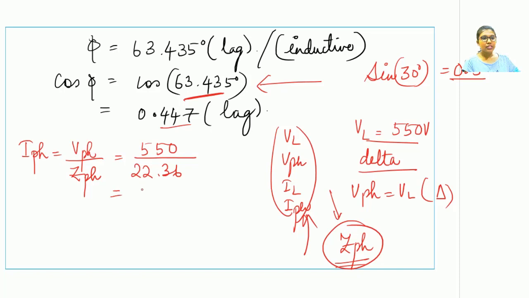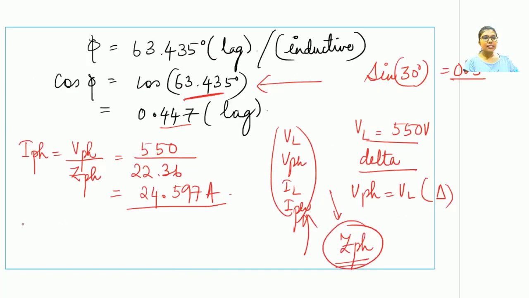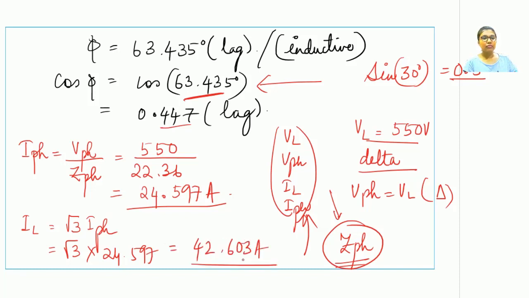So from here the I phase value comes out to be 24.597 amps. So with this, the second bit is also solved and we could figure out the value of I phase. The third bit asks for line current. Since this is a delta connection, I line and I phase are not the same. Rather, IL is √3 times I phase. So upon substituting these values, one obtains 42.603 amps as the value of the line current. So with this, the third bit is solved.